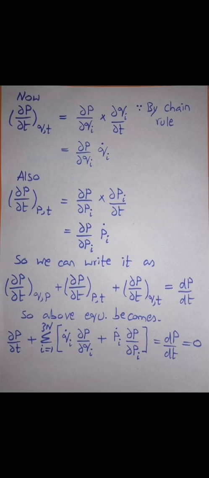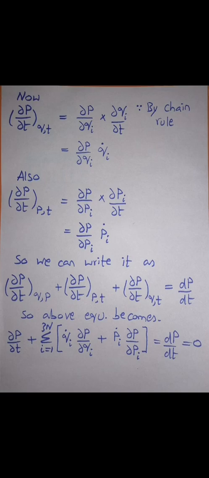Considering the partial ρ divided by partial t where position and time are constant, by using the chain rule we multiply partial q_i in the denominator and the numerator, and we get the relation partial ρ divided by partial q_i into partial q_i divided by partial t, where we know that q_i dot is equal to partial q_i divided by partial t. So we get partial ρ divided by partial q_i into q_i dot.